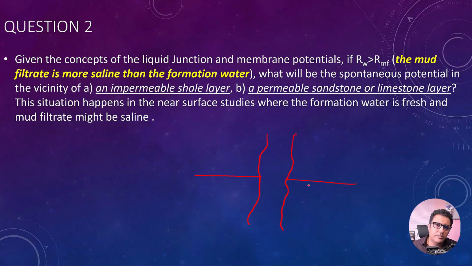Now assume that in a hypothetical scenario, we just deal with a very, very near surface formation where the formation water is fresh water, and we have used brine to make our drill mud. Okay, so this is the situation. So what are we going to have in the vicinity of the shale layer, and here assume that we have sandstone. Here we have brine. In the borehole we have brine, and in the formation we have fresh water.